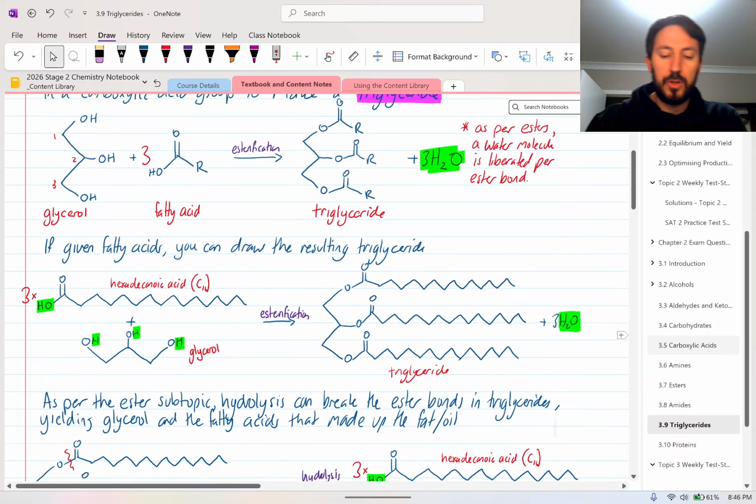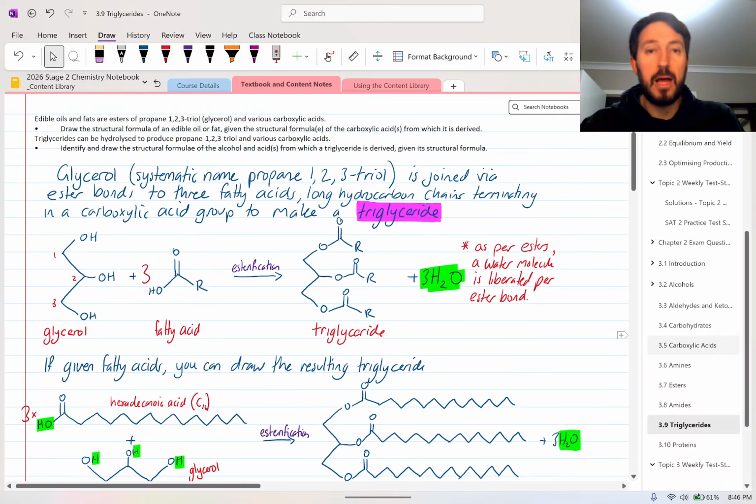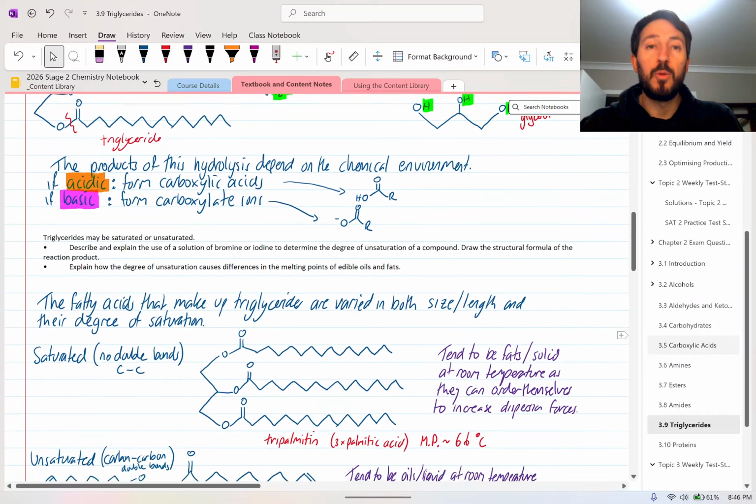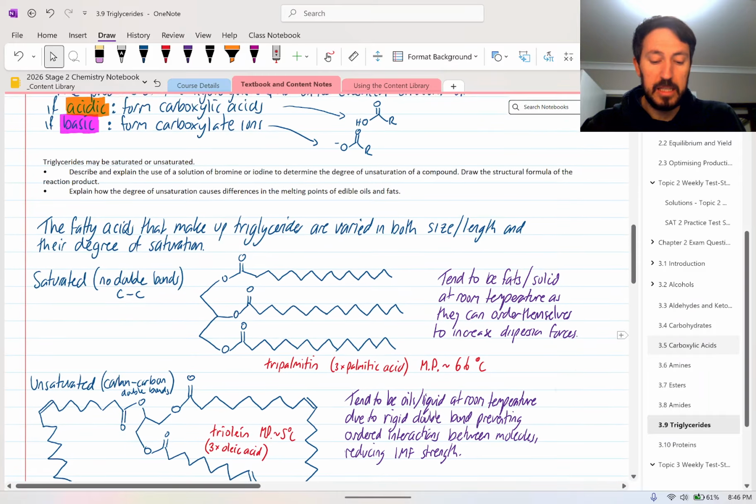now that we've looked at the structure of them and how they join together and break apart, we are going to look into a little bit more detail of the fatty acids themselves.